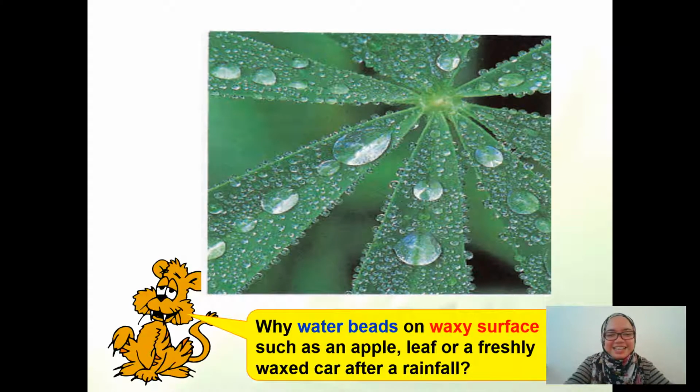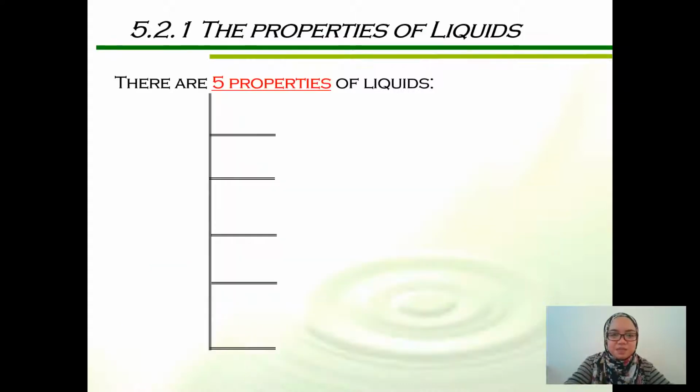And then, why does water bead on a waxy surface such as an apple leaf or a freshly waxed car after a rainfall? Kenapa ada macam embun-embun air atas waxy surface? So we are going to know the reason why after this lecture session.